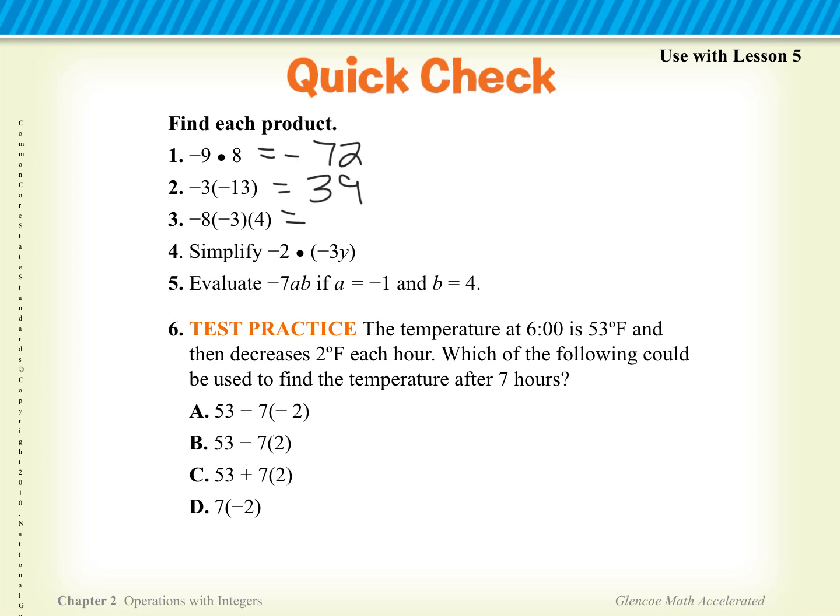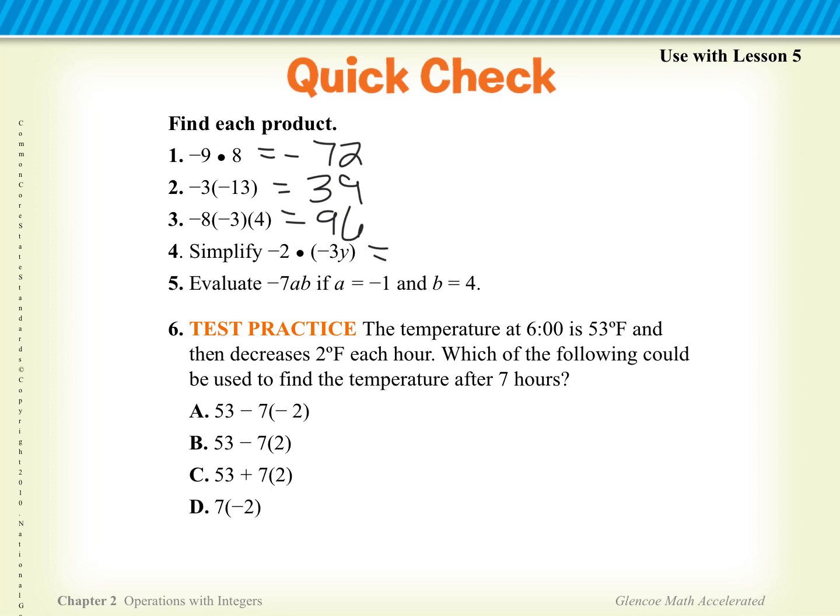Here, what do we do when we have more than 2 terms, more than 2 numbers? Left to right, take 2 at a time. So negative 8 times negative 3 is? 24. 24 times 4 is? 96. Okay?